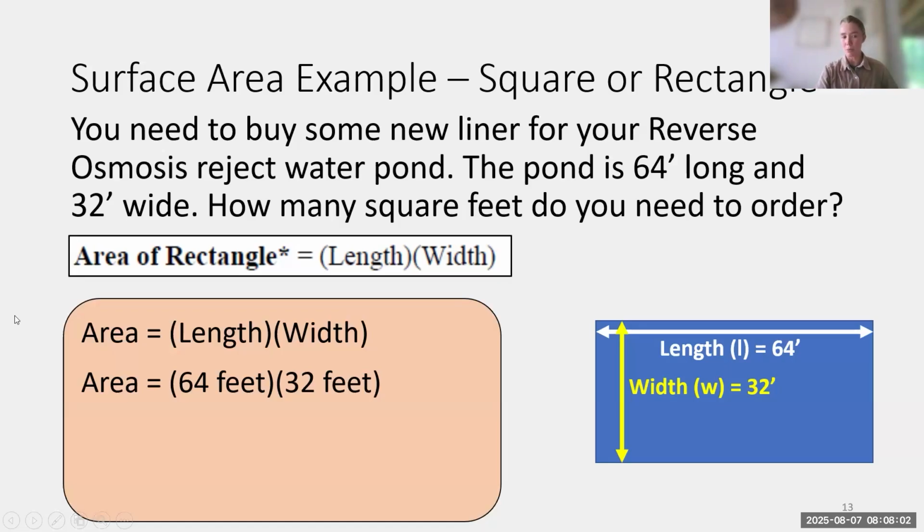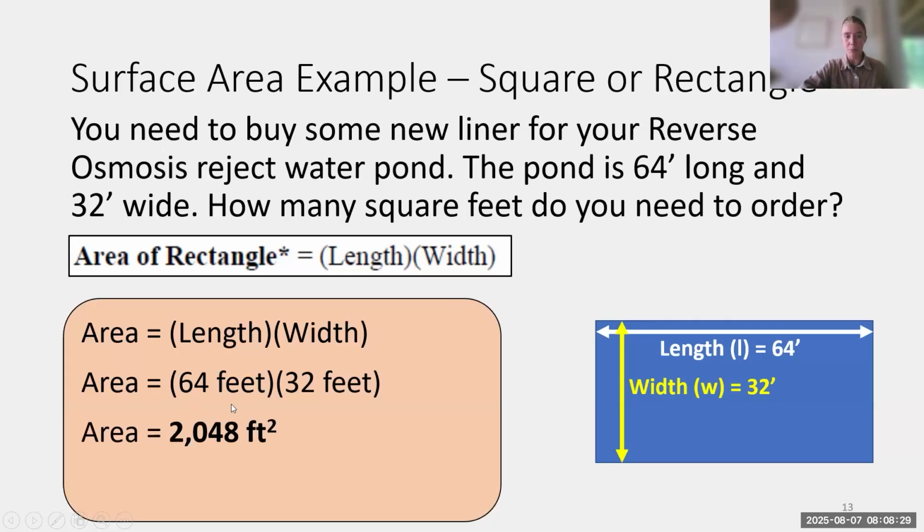So the equation that we're going to be working with, length times width, we're just going to take that long side, 64 feet, plug it into that equation, take that short side, that 32 feet, plug that into the equation. And so our equation now is area is going to be 64 feet times 32 feet. And so we're going to multiply 64 times 32. If you put that in your calculator, you'll get 2,048.